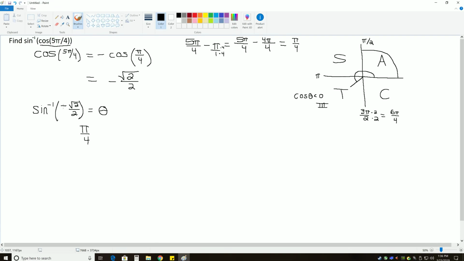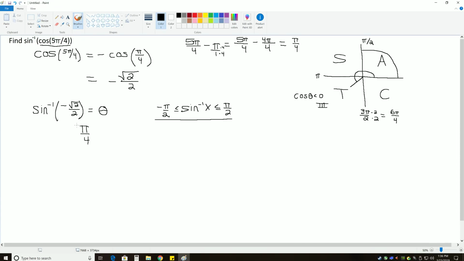But because of this negative, remember that sine inverse of any value x has to be less than or equal to pi over 2, but greater than or equal to negative pi over 2. It has to be like this because it has to be an inverse function. In order to be an inverse, it has to pass the horizontal line test, and being in this range of values is the only way that it can.